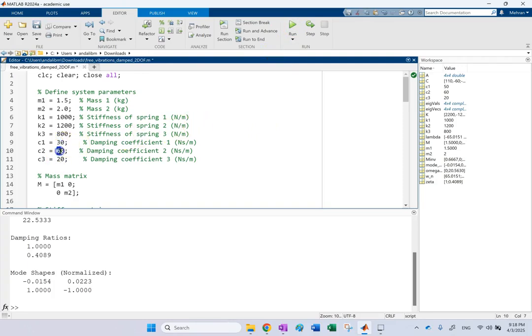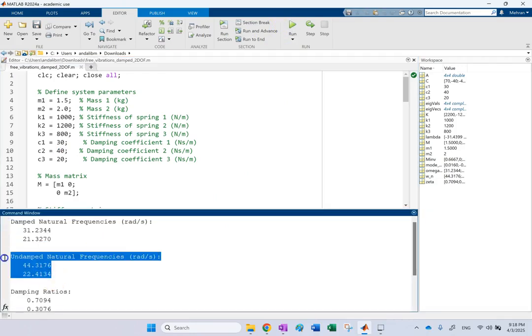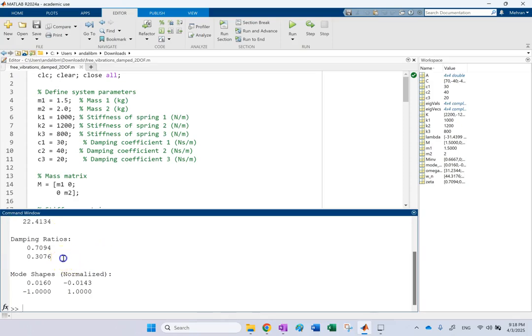So let's see if I can go below 1. There we go. You see now the damped frequencies and the undamped frequencies are quite a bit different. And these are your damping factors, and these are your mode shapes. One of them is this, the other one is this one.